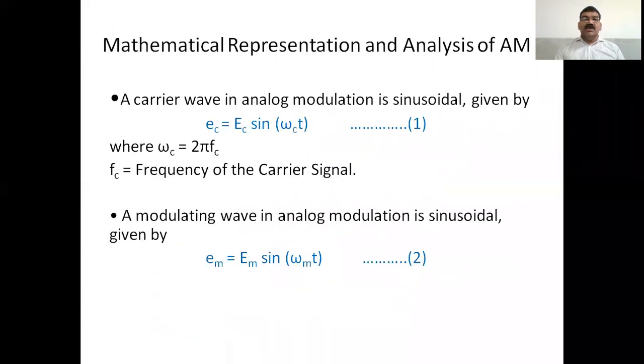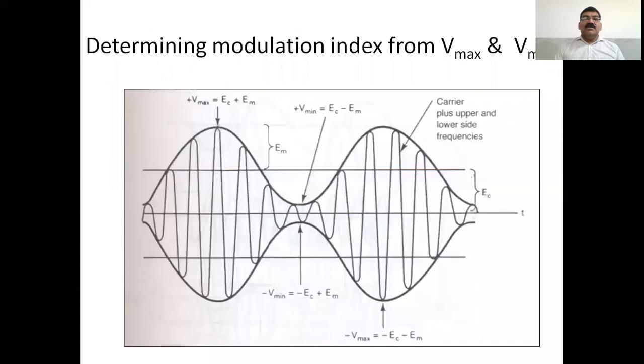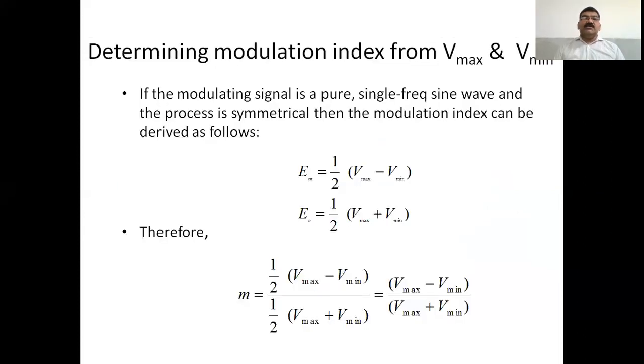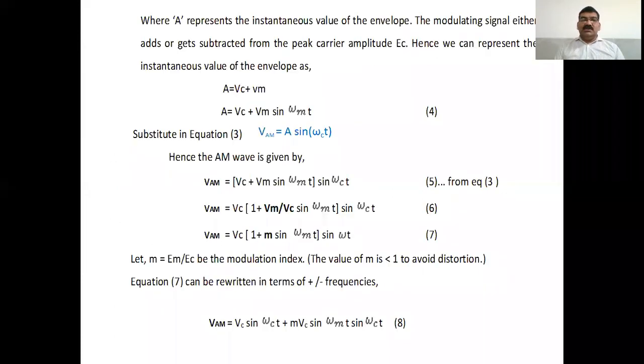Now you can go to the envelope. In the envelope, this peak voltage is asked. This is V max, so this is EC plus EM. So 20 plus 7.5, it is 27.5. V max is asked. EC is 20, EM is 7.5, so 27.5. Am I right? So this is what the second numerical asked.